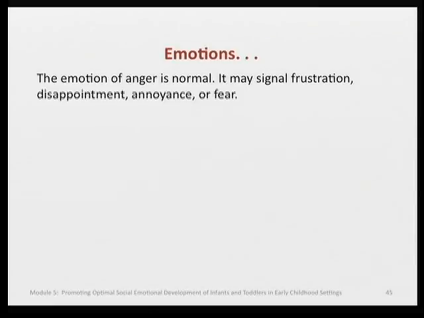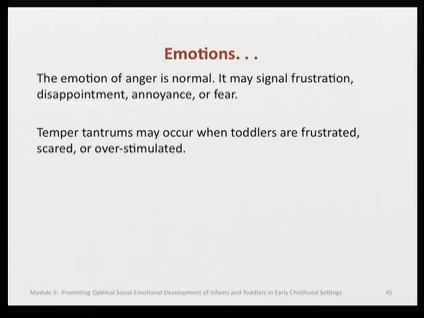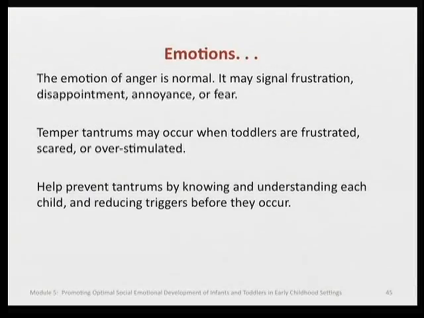The emotion of anger is normal. It may signal frustration, disappointment, annoyance, or fear. Since toddlers have not yet developed positive ways to handle anger, their responses are often physical and disruptive. Temper tantrums may occur when toddlers are frustrated, scared, or even overstimulated and tired. You can help prevent tantrums by knowing and understanding each child and reducing triggers before they occur. For example, if you know a child gets irritable when he is tired, then guide him to quiet activities or allow him to take a nap.